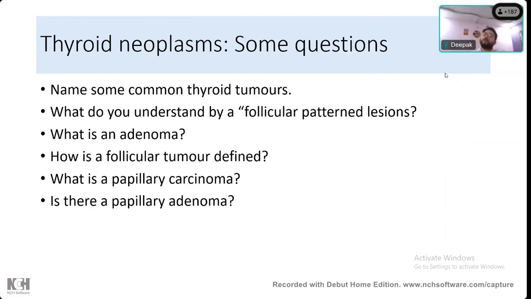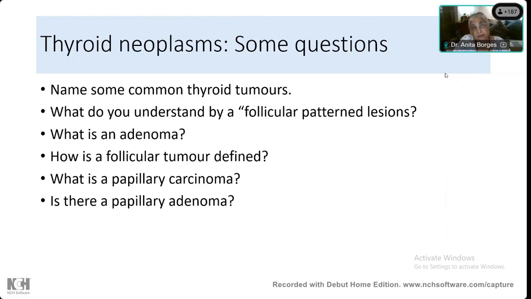In case of thyroid, follicular pattern means follicular epithelial cells are arranged in a ring-like fashion and containing colloid. Exactly, so that is what a follicular pattern is. It may or may not contain colloid. It may be a little colloid. It may be a lot of colloid.